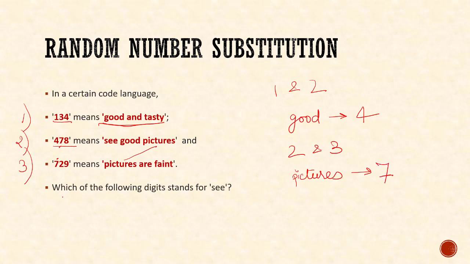Now look at the question. Which of the following digits stands for see? See comes in the statement number 2. I have already identified the code for the word good is 4. For pictures it is 7. So out of 4, 7, 8, what is remaining? 8. 8 should go with see. So our answer here should be 8. One important thing that you need to keep in mind is that the codes are in random order and not in the respective order. We find the codes by testing the commonality in the given codes.